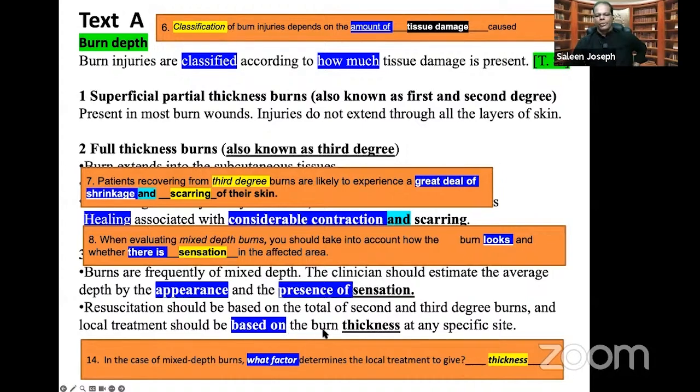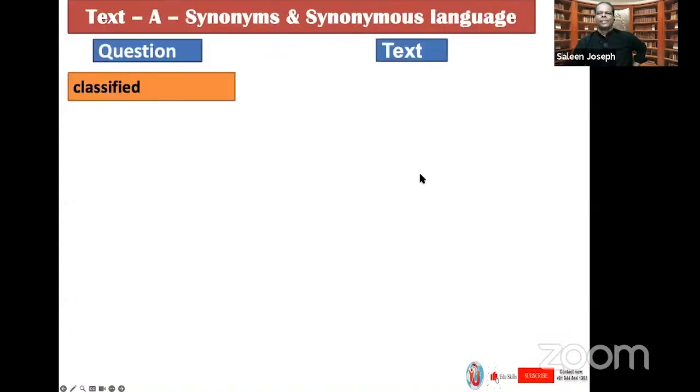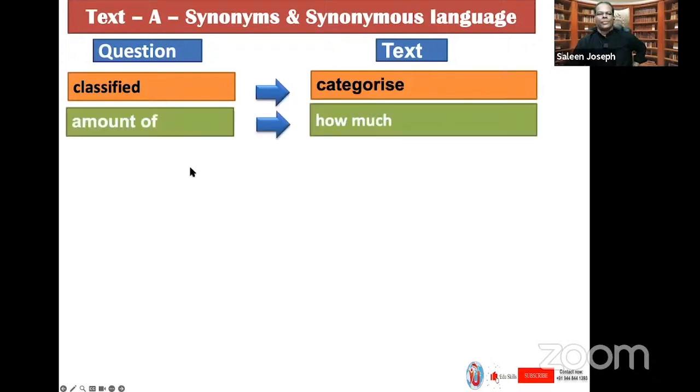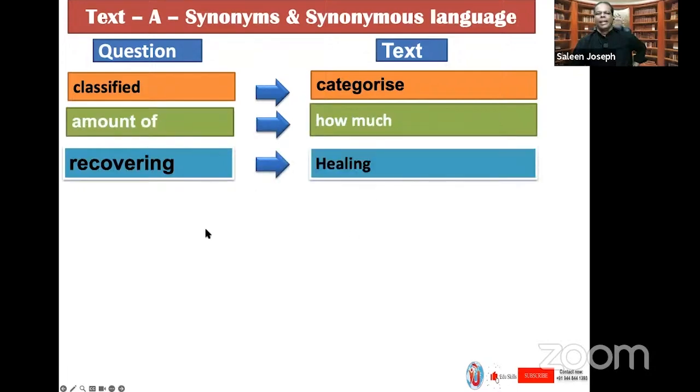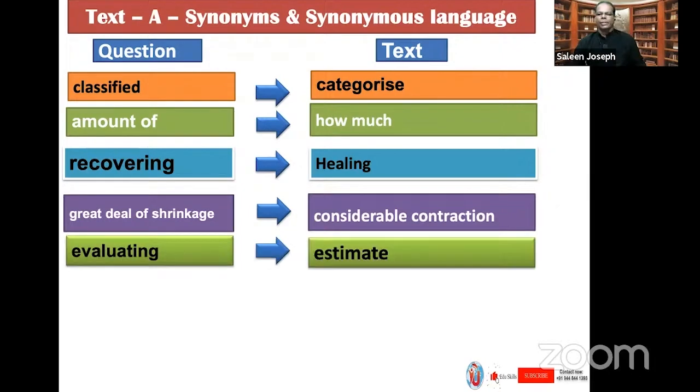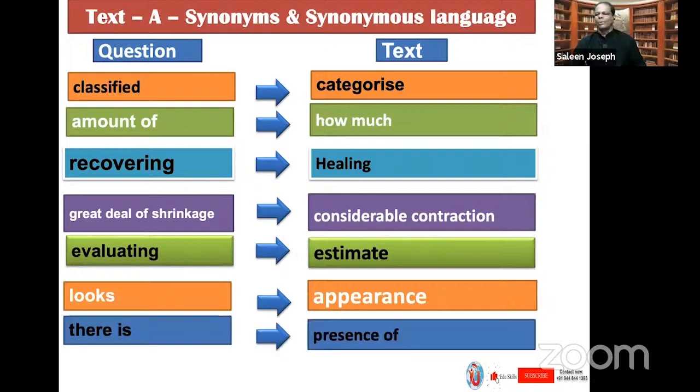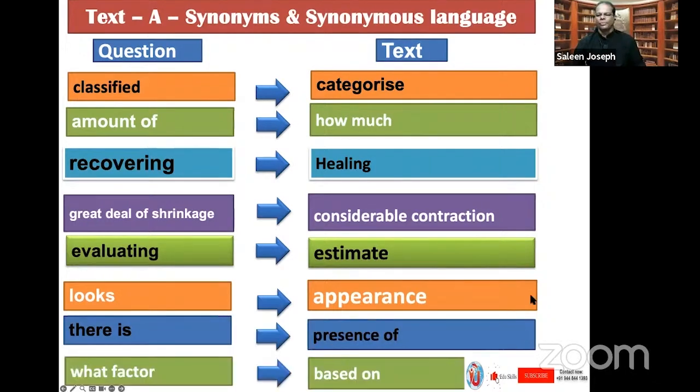Okay, local treatment should be based on the burn thickness. So you see the beauty of the synonyms. I said you have to keep a diary of synonyms and synonymous expressions. Question says classified, text says categorized. Amount of, how much. Recovering, healing. Great deal of shrinkage, considerable contraction. Evaluating, estimating. Looks, appearance. There is, presence of. What factor, based on.